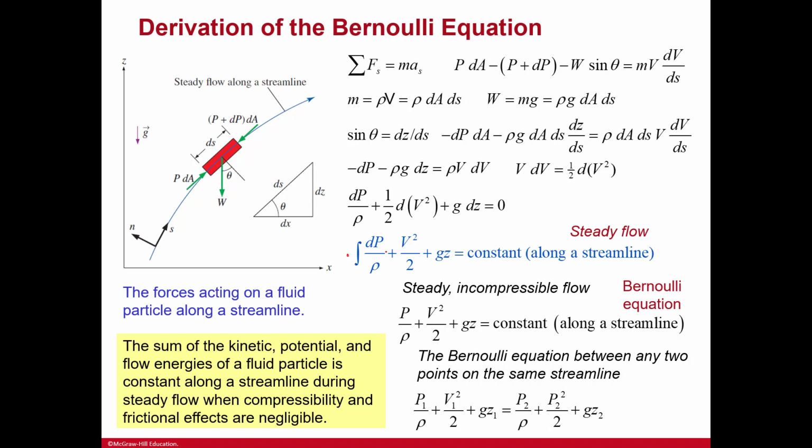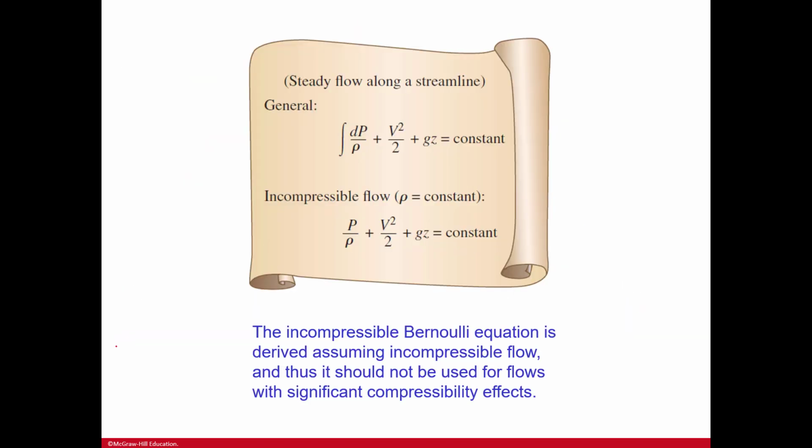And this is the integrand there. For steady incompressible flows, we have these. And then the Bernoulli equation between 2 points on the same streamline is here. And then here's a note: the sum of the kinetic, potential, and flow energies of a fluid particle is constant along a streamline during steady flow when compressibility and frictional effects are negligible.